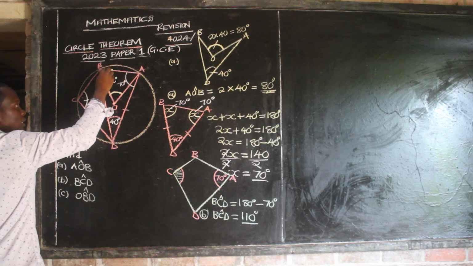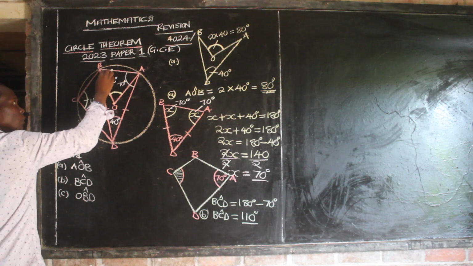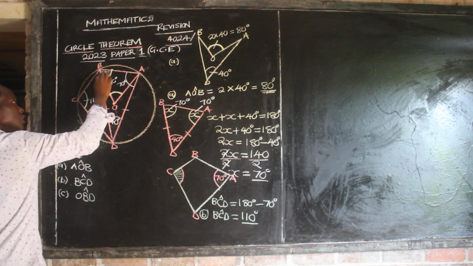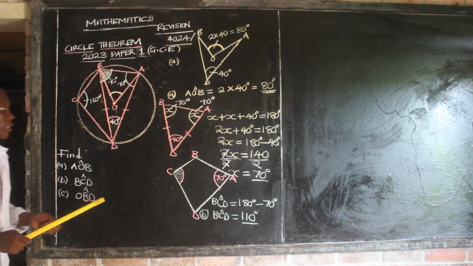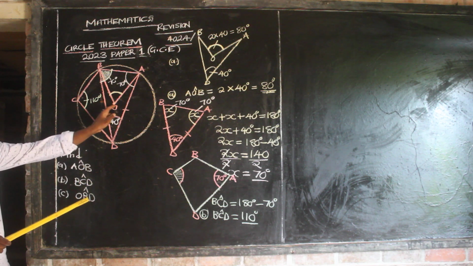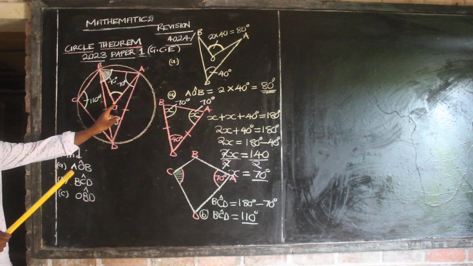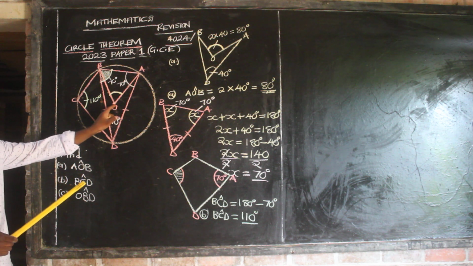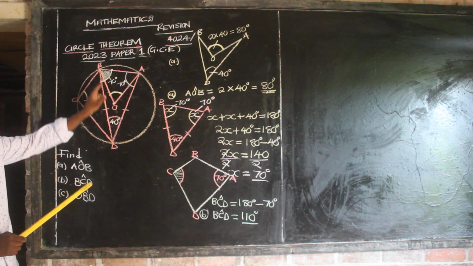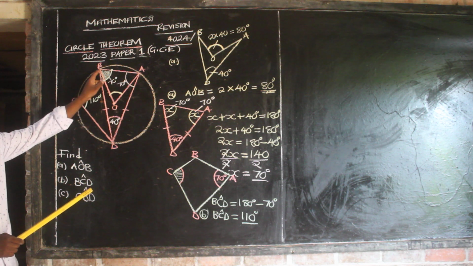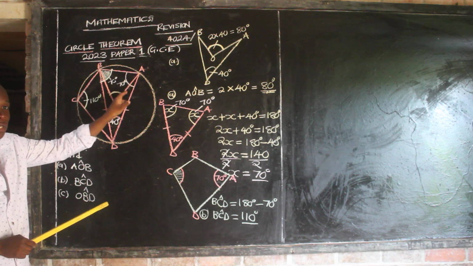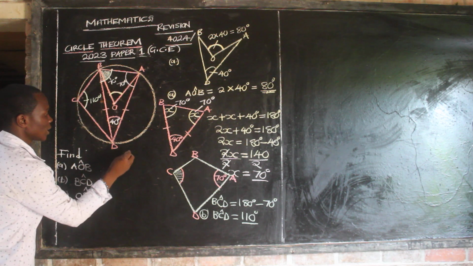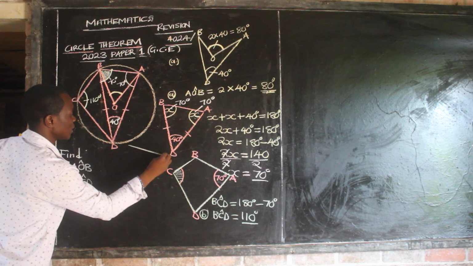Now what we need to know is this angle. This is the angle we need to know. So for us to know this angle, we look at this one. This is our center. Any line which comes from the center and touches the circumference is a radius. So from O to B is a radius, then from O to A is also a radius. So these two are equal, and we're going to have a situation like this.